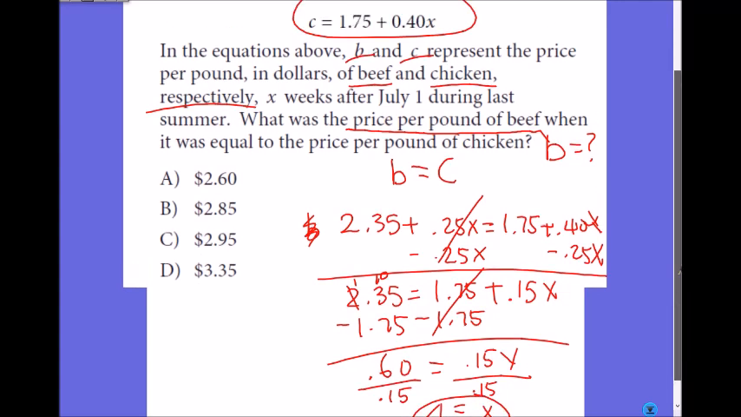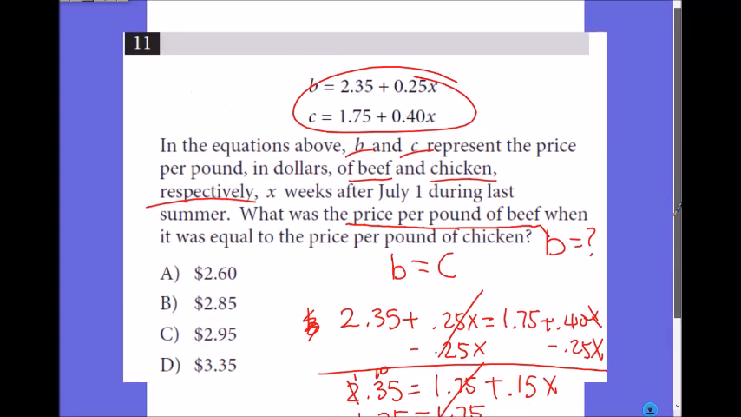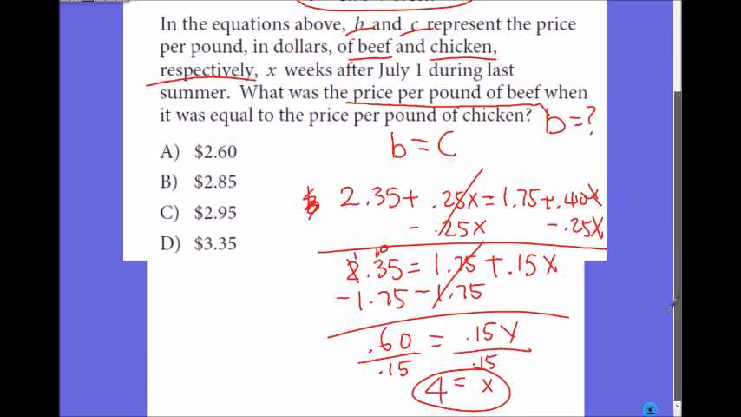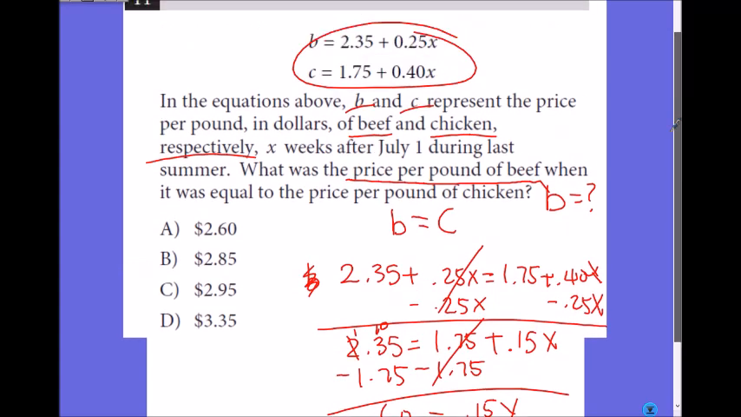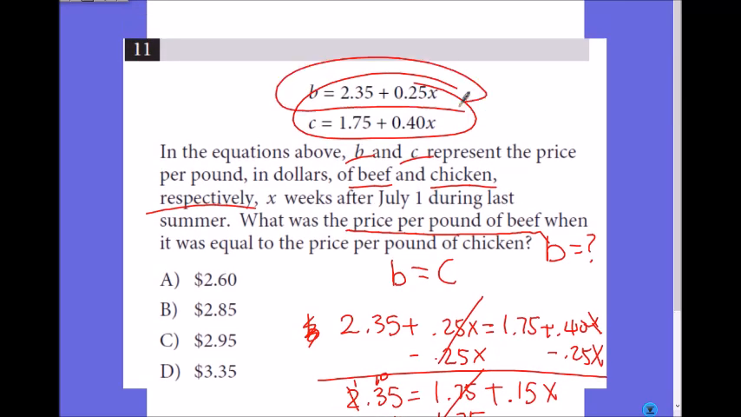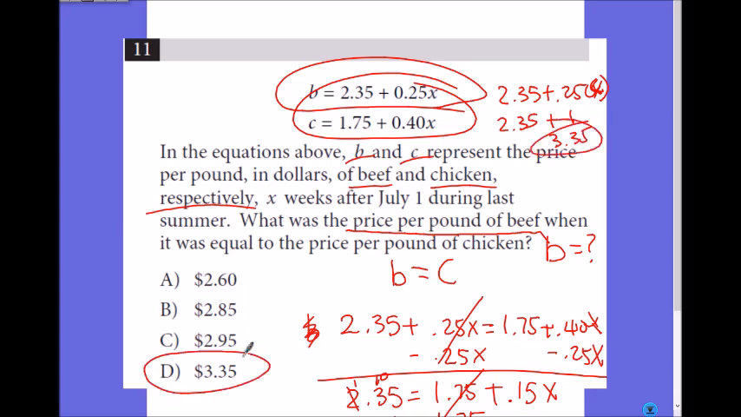No. They ask you to find B or C. So it's up to you where you want to plug it in because B and C must be the same. So I'll plug into B. So it's 2.35 plus 0.25 times 4, your x, which is equal to 1. Quarter times 4 is 1. 2.35 plus 1 is 3.35. Yes.